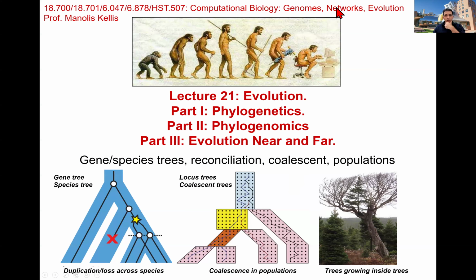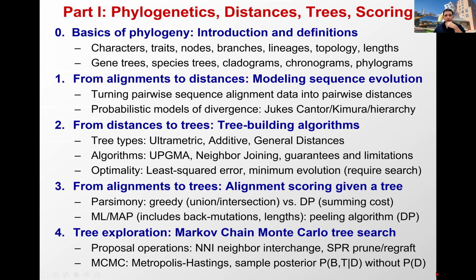So part 1, phylogenetics. How do we build trees? How do we score trees? How do we build distances? And so on and so forth. First, we're going to talk about the basics of phylogeny. Then we're going to see how we can go from the multiple sequence alignments that we saw in the earliest lectures of the class to distances by modeling sequence evolution.